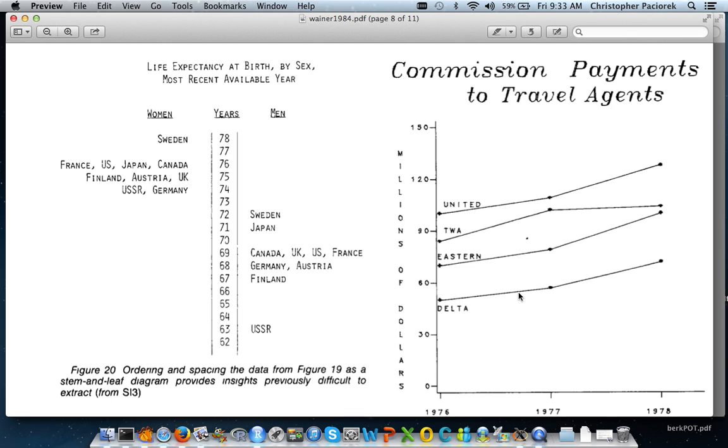So then when you look at this, it's really obvious that the USSR is the lowest in men, still the lowest amongst women, tied with Germany, although not as big a disparity as it was for men. But we can see much more clearly that, say, Sweden is out in front both for men and women in this case, and that the other ones cluster in a way that wouldn't have been as easy to see in the other representation.